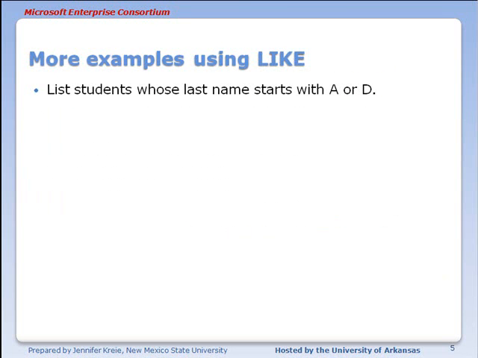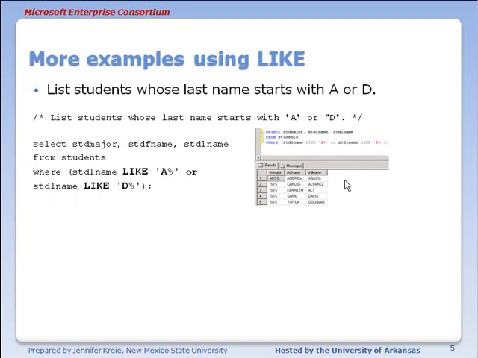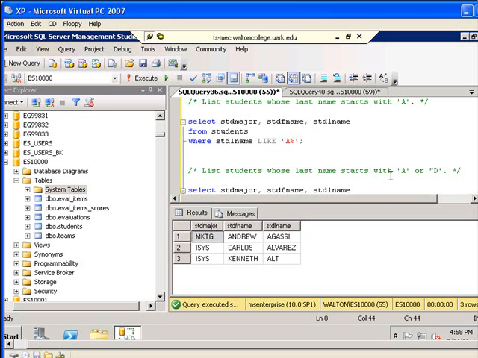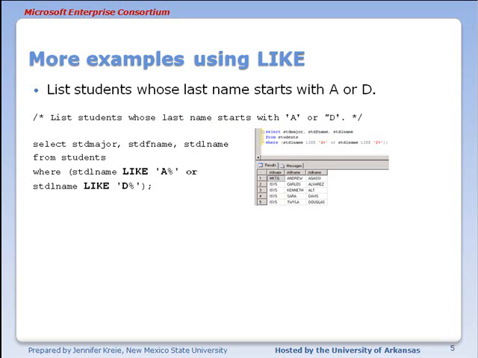Let's look at a list of students whose last name starts with A or D. To construct this, we do our select clause, our from clause, and in the where clause we're going to check for like A or like D in the student last name. When we run that query, we'll see that we get A's and D's. I'll run that over here also in the MEC site, and we see the A's and the D's.